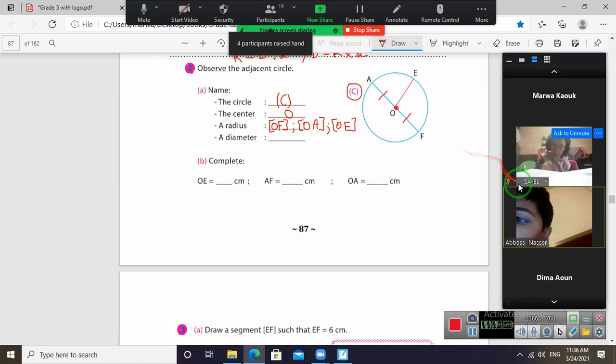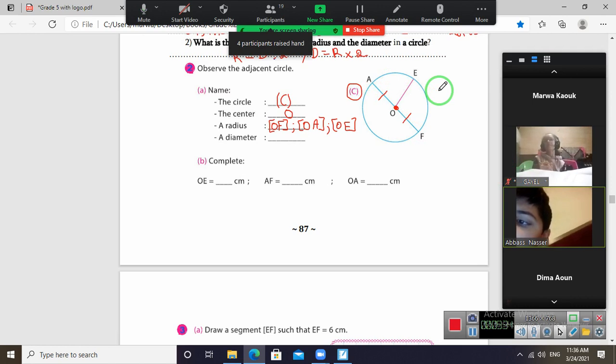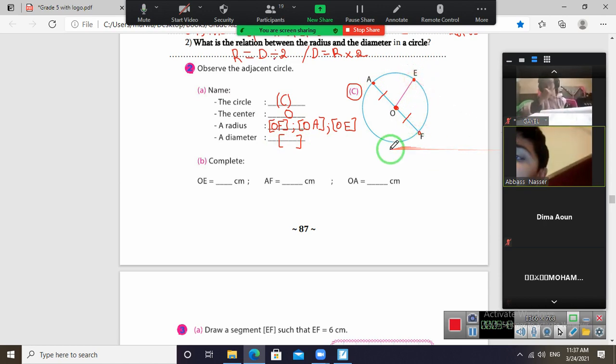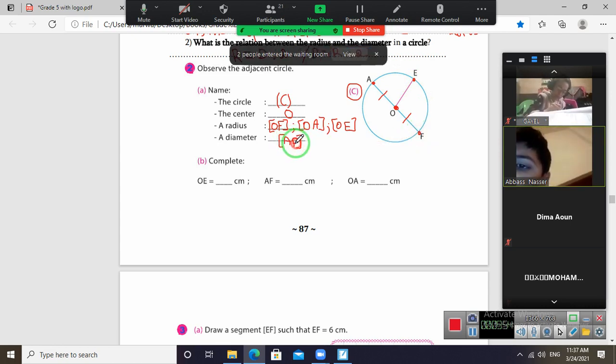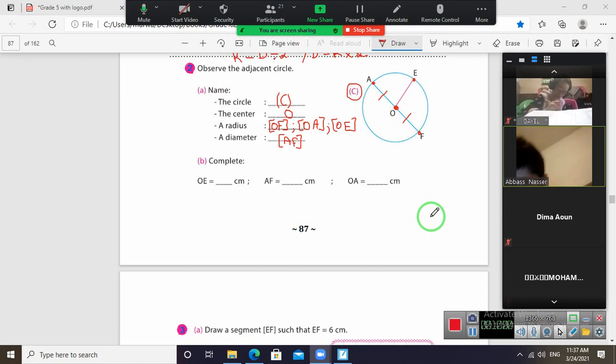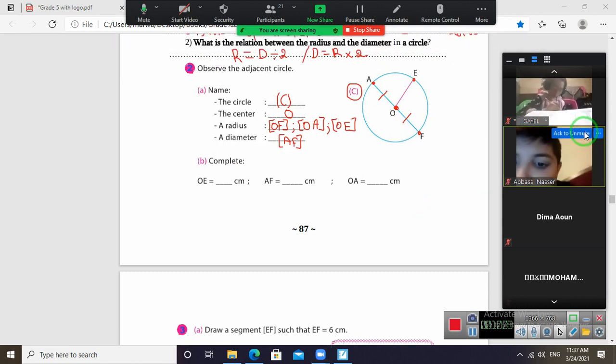Now I need a diameter. A diameter means 2 points on the circle and passing through the center. What are the 2 points on the circle passing through the center? AF. So that is the diameter. Very good. That is why I'm asking you to memorize all the definitions. When you memorize them, you can directly distinguish between them from the given figure.